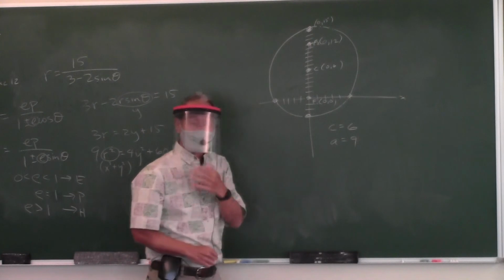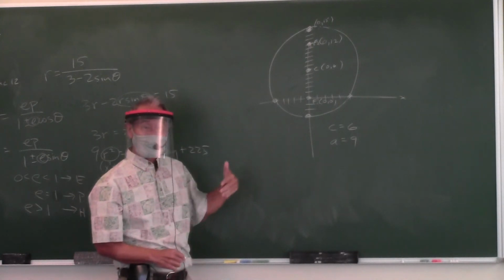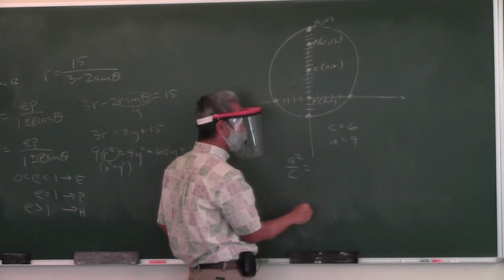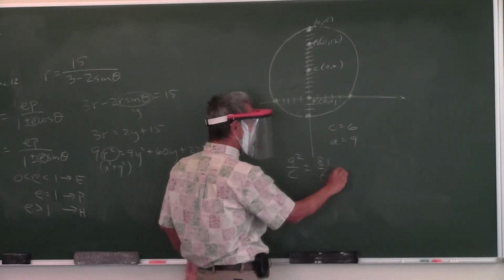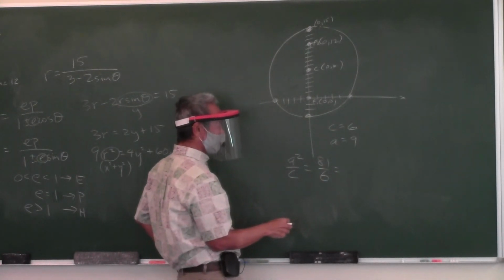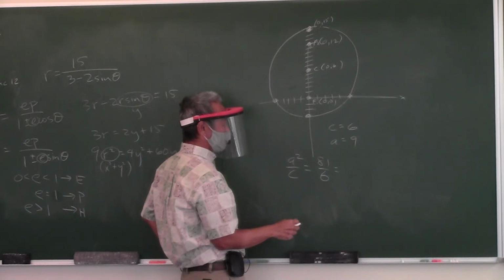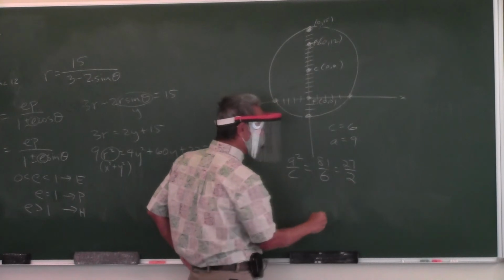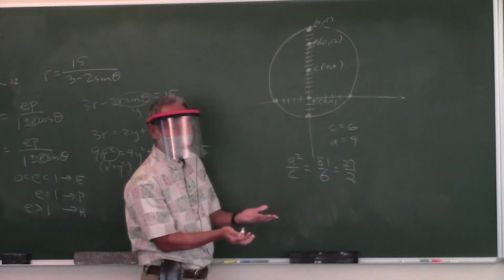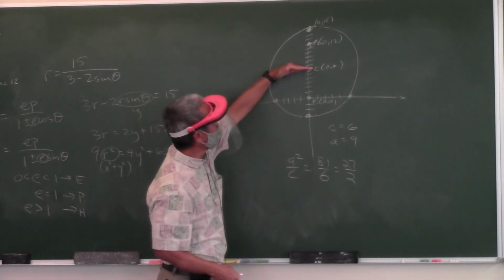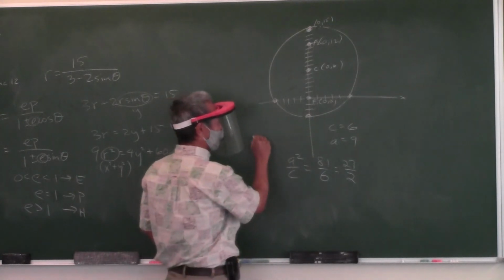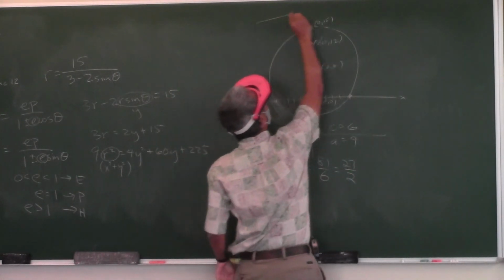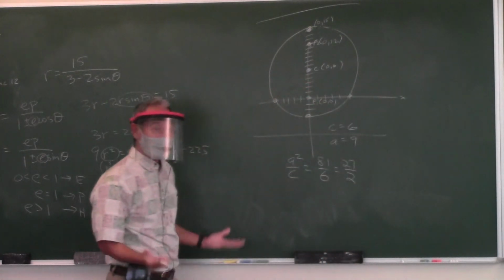Isn't that all you need to figure out the directrix? How far is it from the center to the directrix? A squared over C. 81 over 6, which can be reduced to? Divide by 3. 27 over 2, which is 13 and a half. So to get from the center to the directrix, you simply got to go 13 and a half down, and then 13 and a half up.